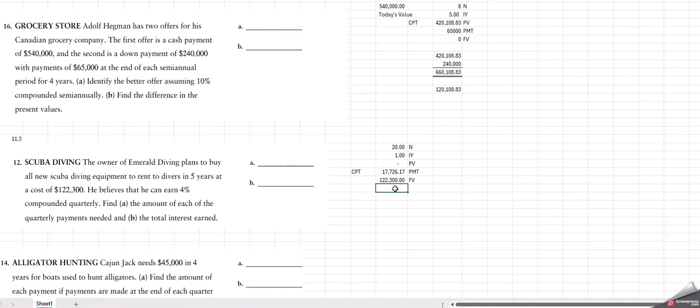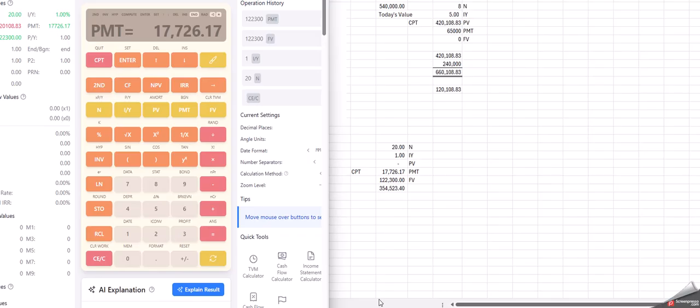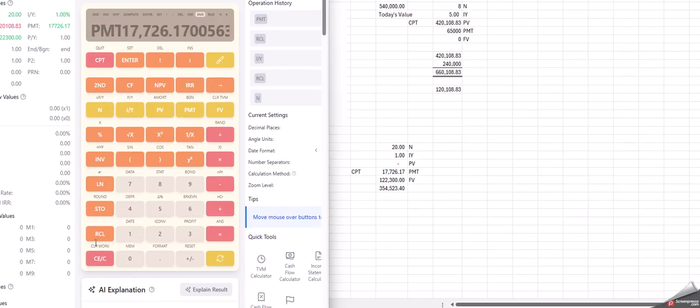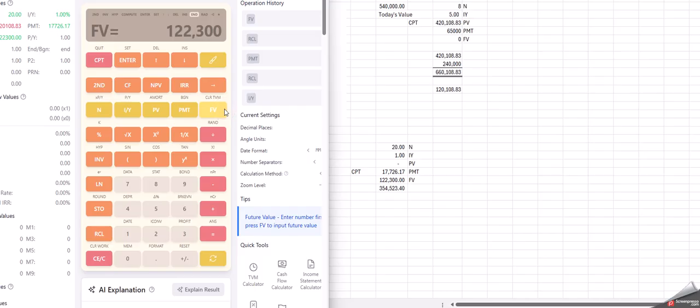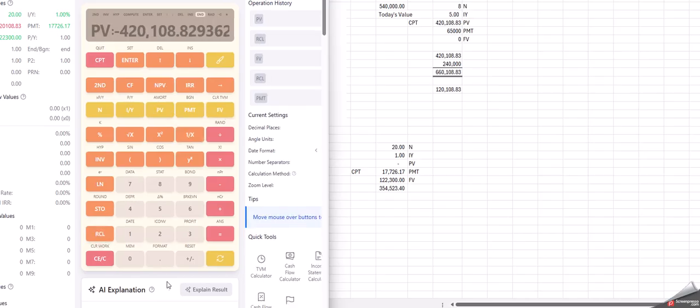And then our interest earned, again, it's the payment times the N. That's how much money they are putting in. That can't be right. Let me go back to my calculator. Yeah, so I mean, all those look good. Why does that seem like it's such a huge, oh, maybe.